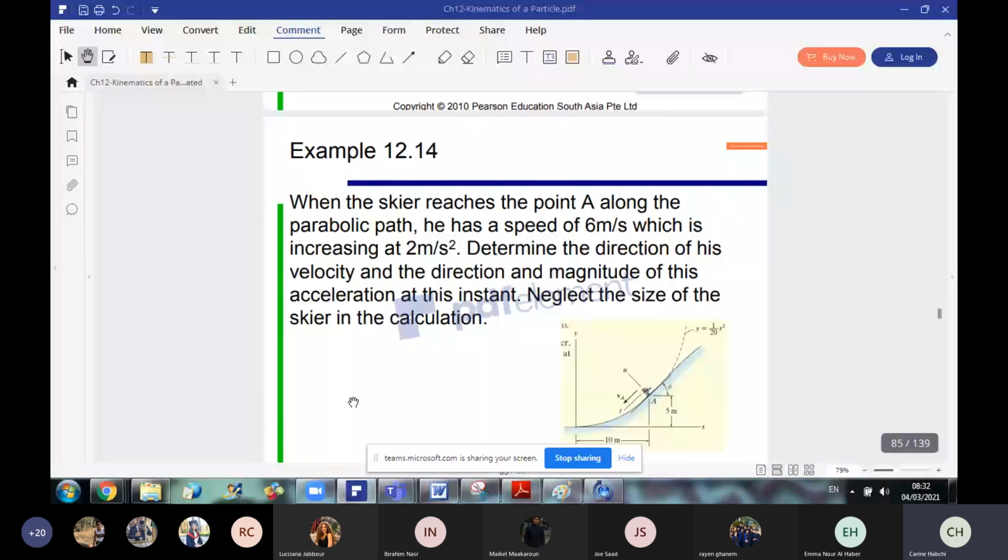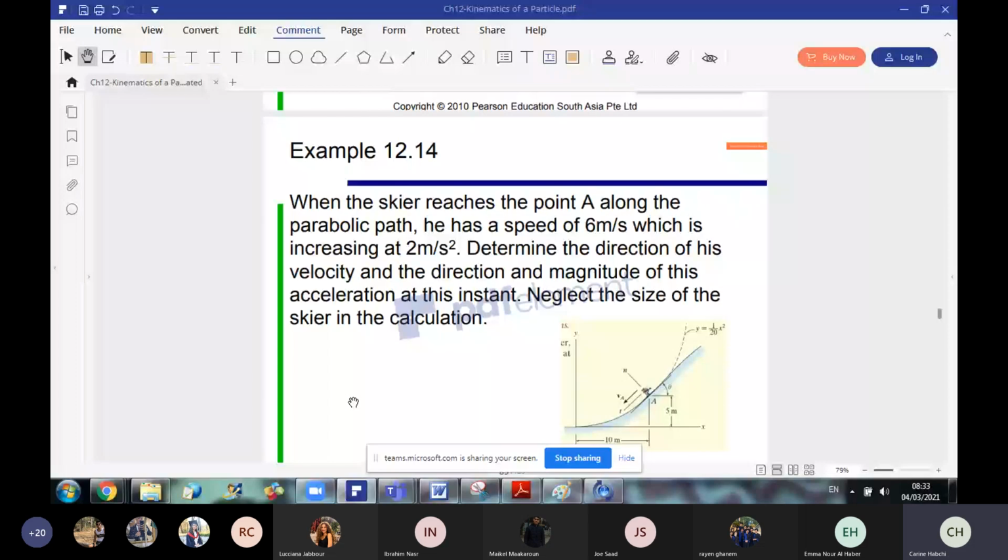Let us take an example. When the skier reaches point A along the parabolic path, he has a speed of 6 meters per second, which is increasing at 2 meters per second squared. Determine the direction of his velocity and the direction and magnitude of his acceleration at this instant, and neglect the size of the skier in the calculation.